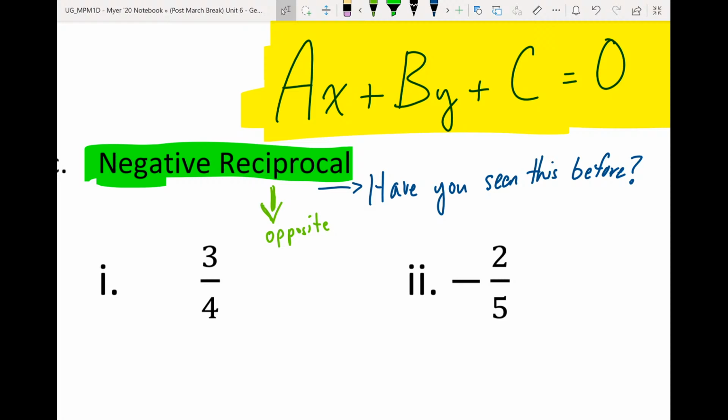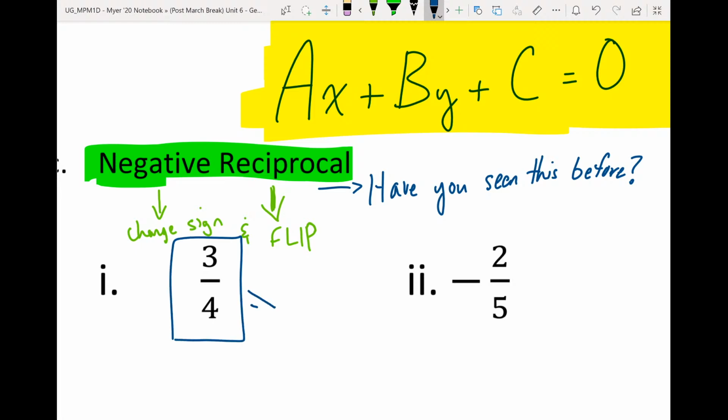In fact, I'll put it like this: change sign and flip. That's basically what's going to happen. So when we have a negative reciprocal, if we have 3 over 4, the negative reciprocal is you flip it and just change the sign. So it'd be negative 4 over 3.